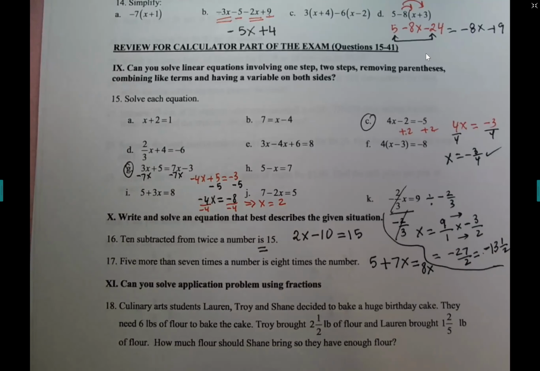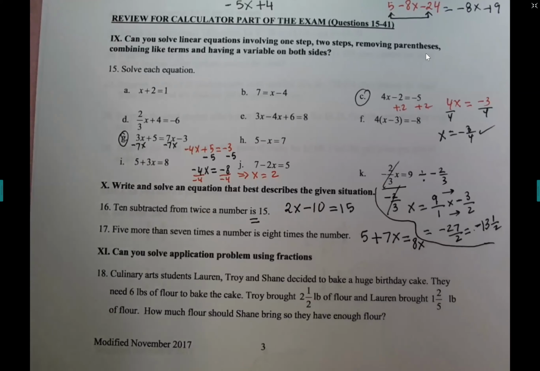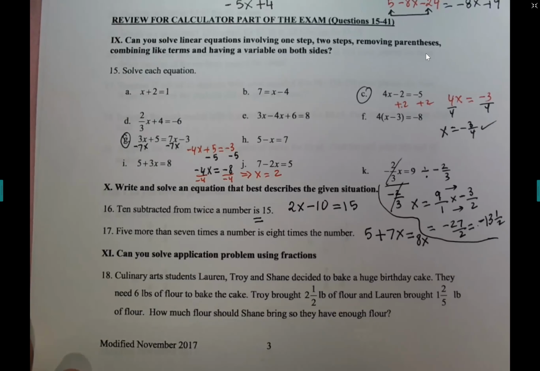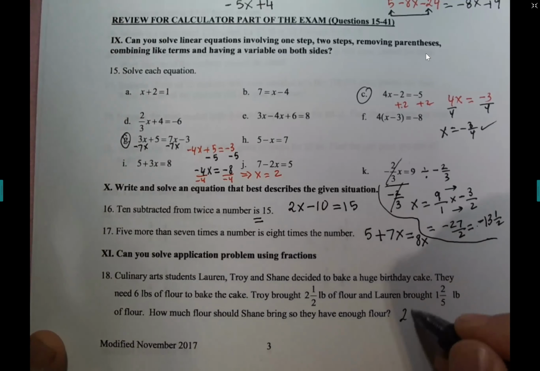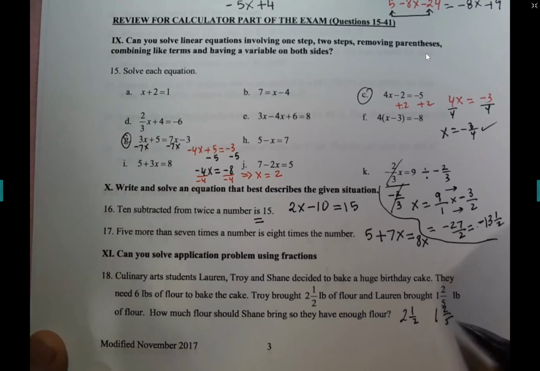Number 18. Culinary arts students Lorraine, Troy, and Shane decided to bake a huge birthday cake. They need 6 pounds of flour to bake the cake. Troy brought 2.5 pounds. Lorraine brought 1 2/5 of a pound of flour. How much flour should Shane bring so that they have enough?